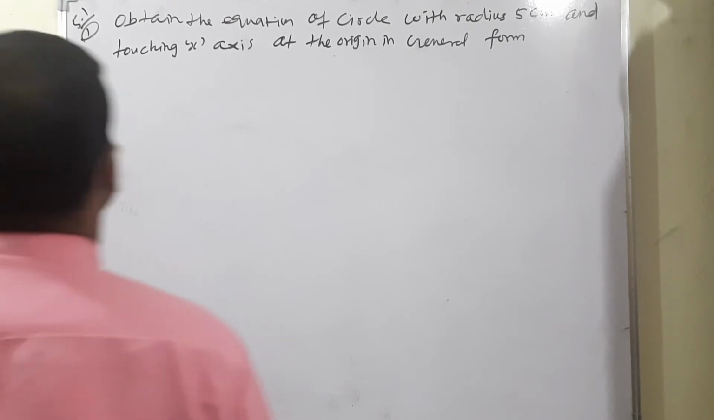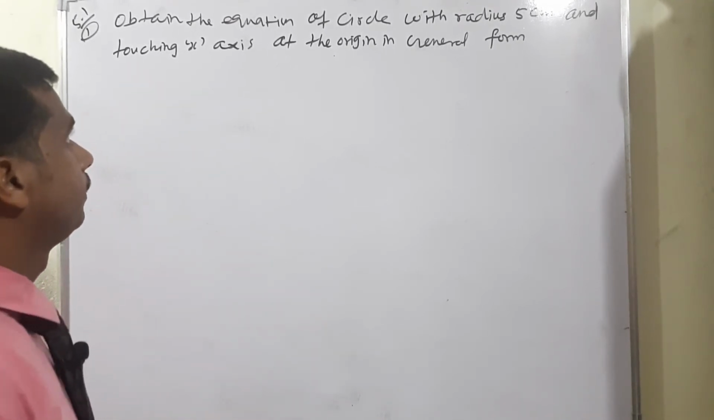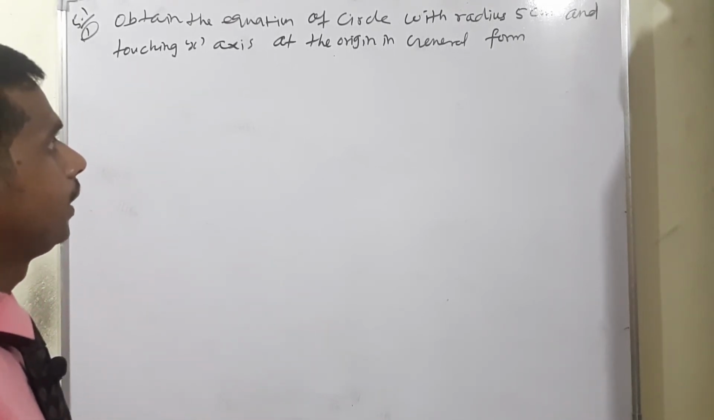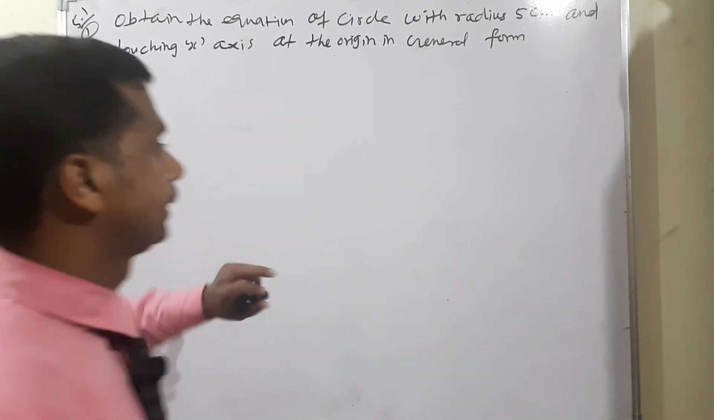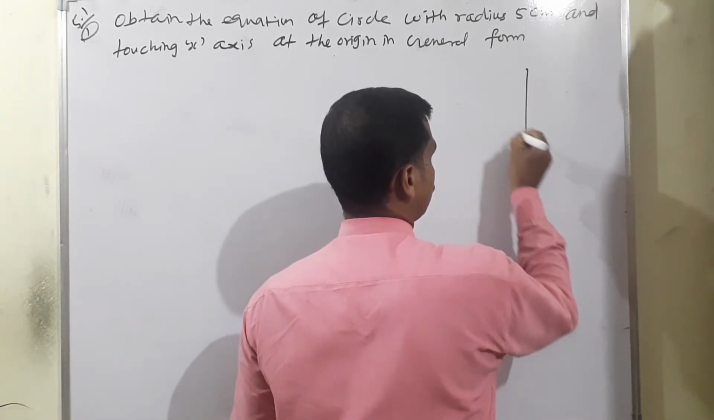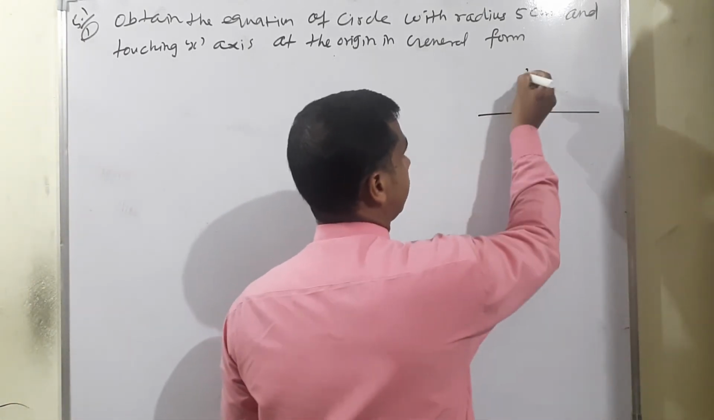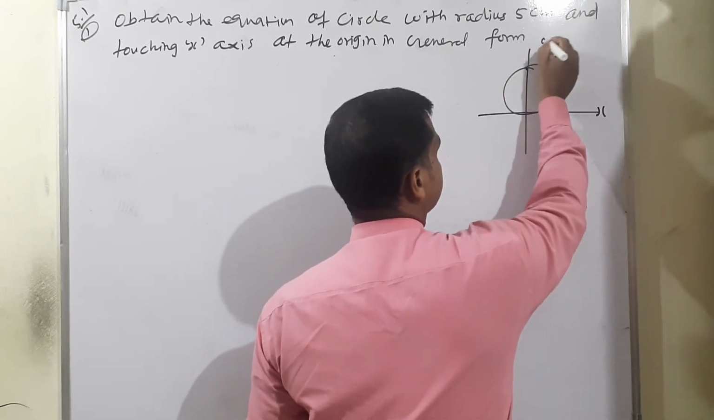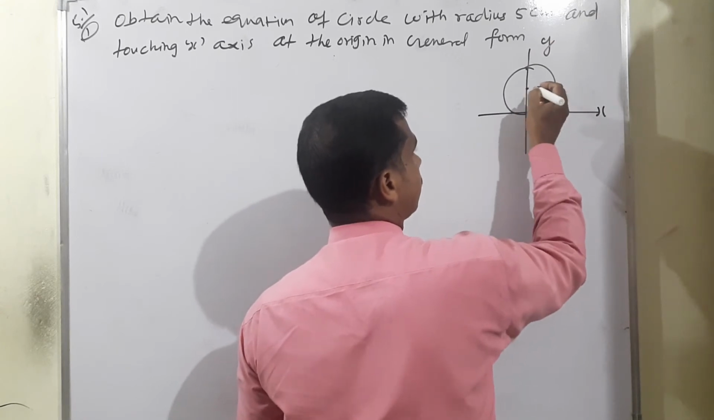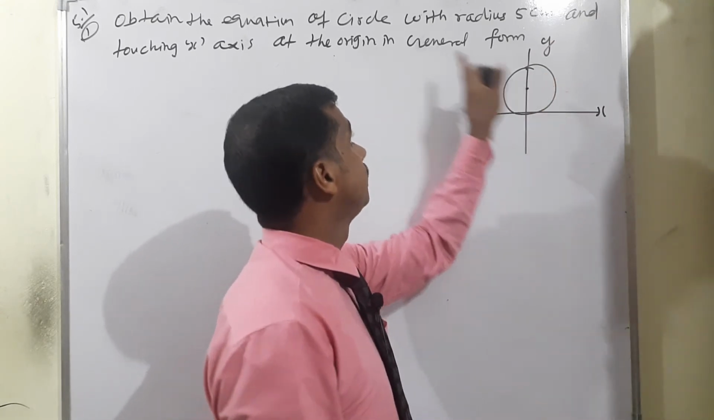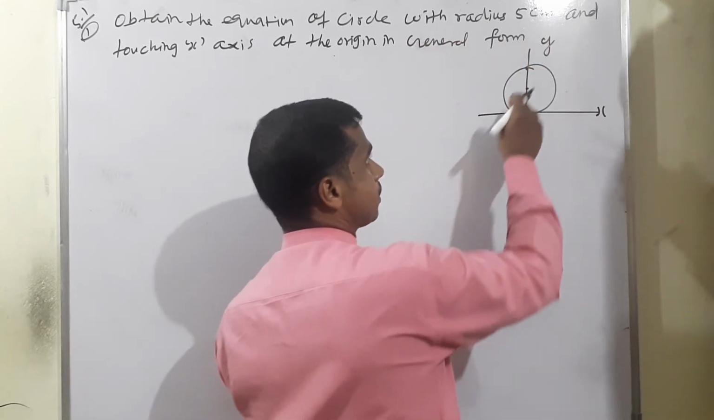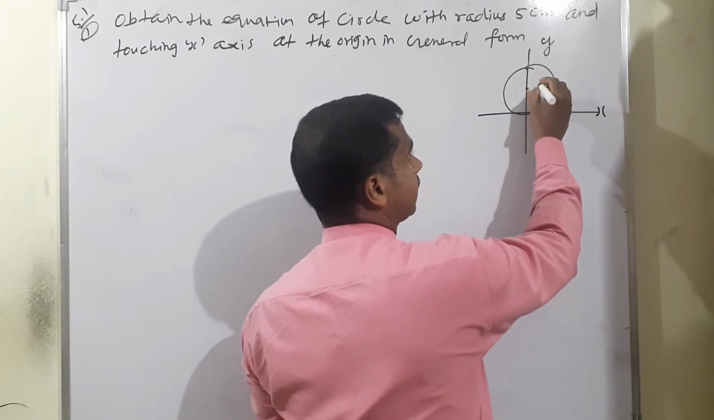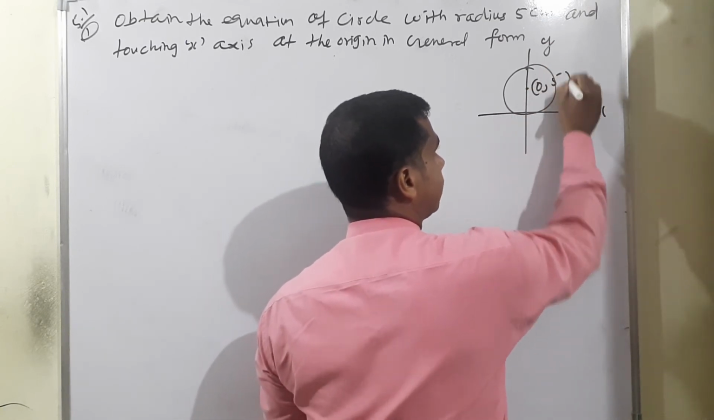Moving to exercise 5.1, question number 1. Obtain the equation of a circle with radius 5 cm and touching the x-axis. Two different types of circle are given. For the first one, x is this, y is this. The center is 5 cm from the x-axis, and touching the y-axis means the x value will be 0. Therefore the first condition is 0 comma 5.